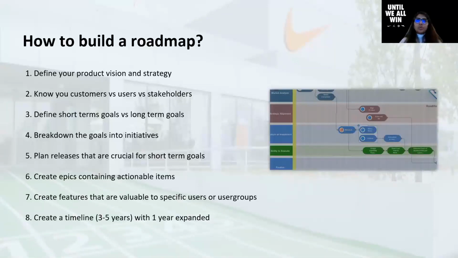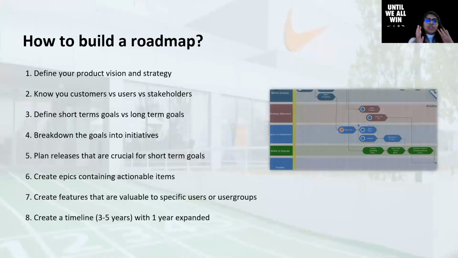And how to build a roadmap. Now that you have all the context of what, why, and how it is being consumed, one of the things really actionable, so I'm going into real actions of what you need to do. If you take a paper and write down, okay, now you have your product vision and strategy, and you also know your stakeholders versus users versus customers, because all of these three things can sometimes be different as well.